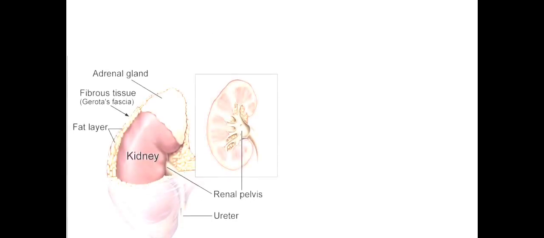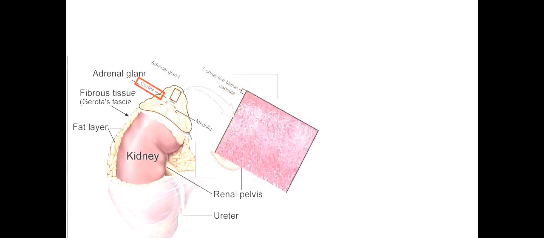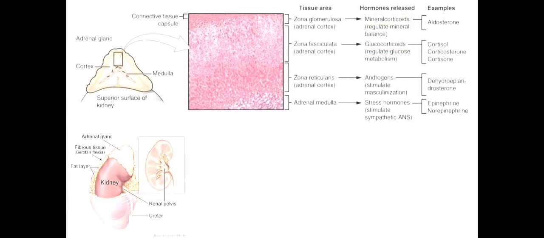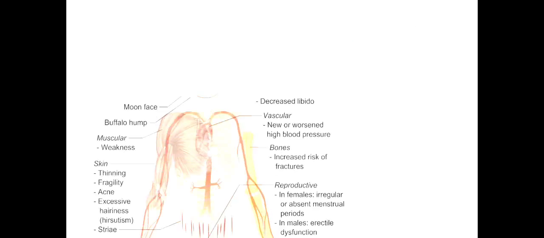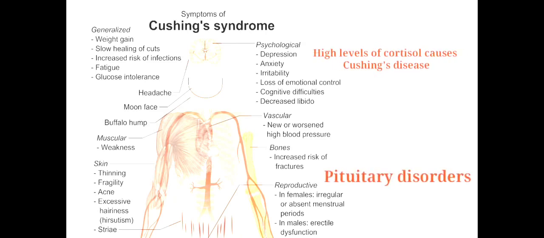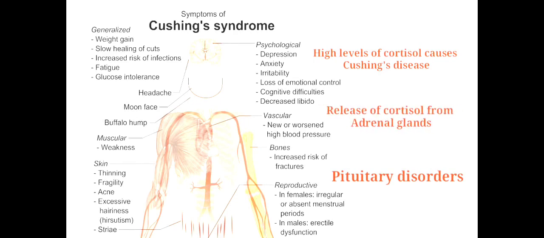Situated along the perimeter of the adrenal gland, the adrenal cortex mediates the stress response through the production of mineralocorticoids and glucocorticoids, such as aldosterone and cortisol, respectively. Cushing's disease is a disorder caused by prolonged exposure of the body's tissues to high levels of hormone cortisol. Pituitary disorders can lead to excess release of cortisol from the adrenal glands.